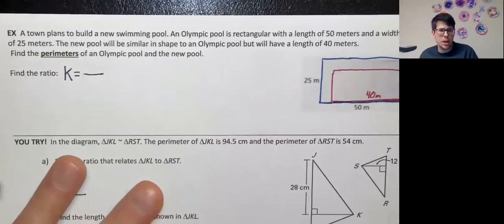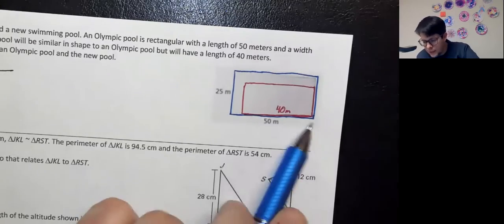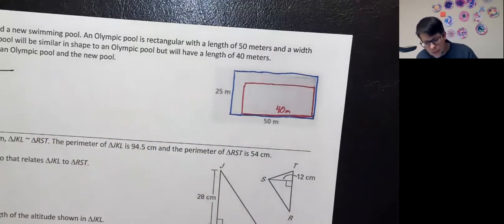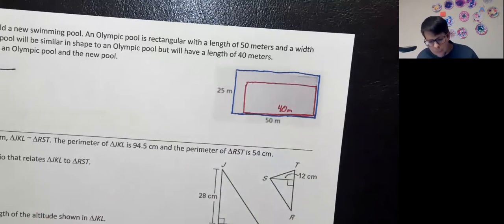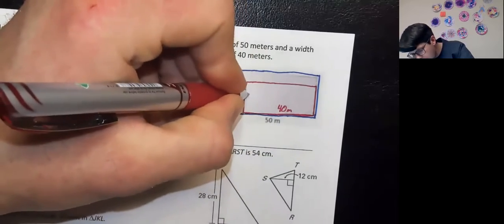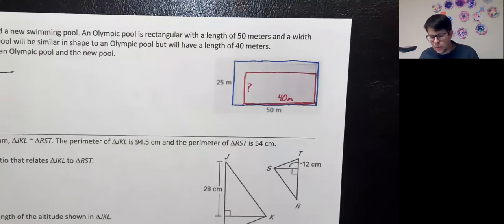Here's a problem right here about an Olympic-sized swimming pool. It says a town plans to build a new swimming pool. An Olympic pool is rectangular and has a length of 50 meters and a width of 25 meters. The new pool in the town is shaped like an Olympic swimming pool, but it has a length of only 40 meters, so it's a bit shorter. Find the perimeter of the Olympic pool and the new pool. So I have no idea what the other dimension is for my new pool, but I do know that it's similar to an Olympic pool. So I'm going to try to use that to my advantage. Let's see if we can put it to work and get ourselves a decent answer from this.